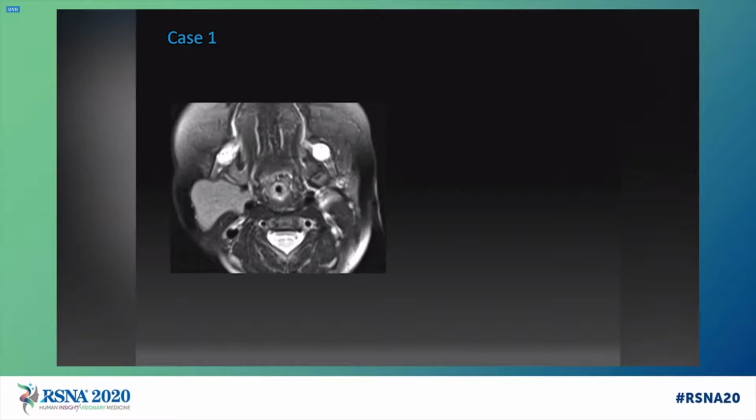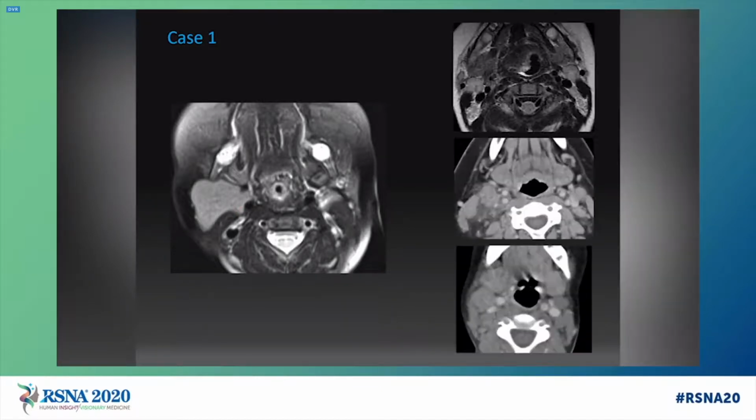Here's my first case. Here's a lesion, as you can see on this T2 weighted MRI, on the right side, posterior to the angle of the mandible and anterior to the sternocleidomastoid muscle. So what could this lesion be? Well, we can think about lymph nodes. So here are 3 different patients with neck nodes at level 2, which is at this location.